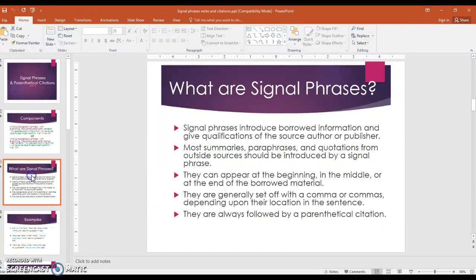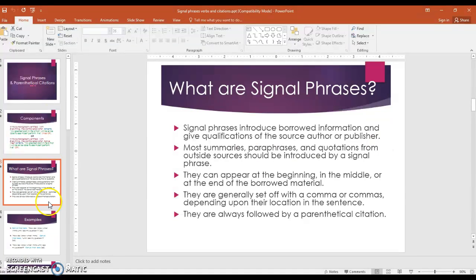The next thing they do: you need to introduce any quotation, paraphrase, or summary from an outside source. You should introduce it with a signal phrase because you want the reader to know that these are not your words, but that they are someone else's words or ideas. Signal phrases can appear at the beginning, in the middle, or at the end of the borrowed material. A lot of times they're set off with commas, depending on their location in the sentence. And last, but definitely not least, they are always followed by a parenthetical citation.